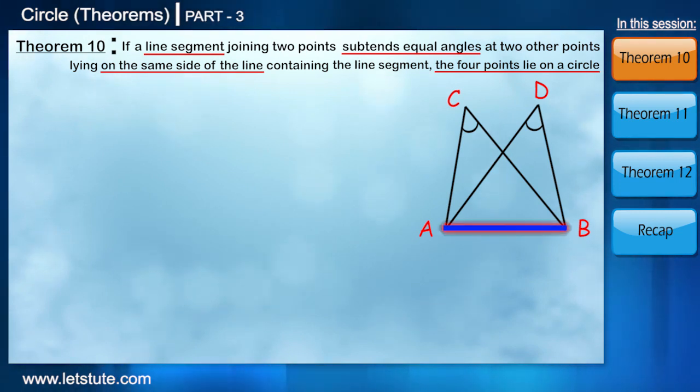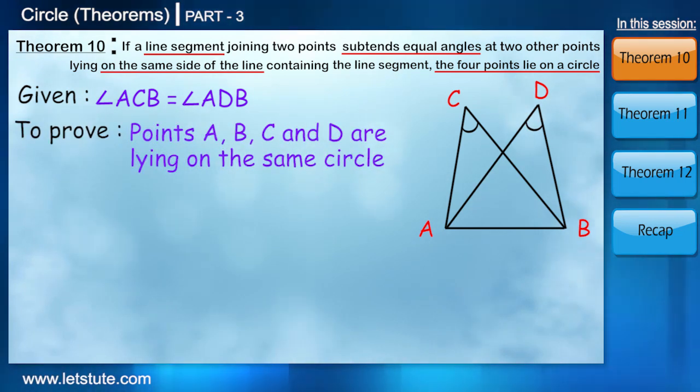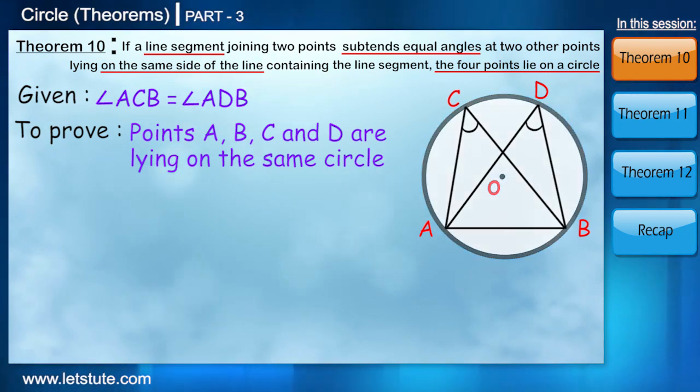We are given that AB is a given line segment and we have 2 other points lying on the same side of the line containing the line segment. So let's consider 2 points above. Let's say them C and D. And we are given that angle ACB is equal to angle ADB. We have to prove that all the points, point A, B, C and D, are lying on the same circle. That is, the points are concyclic.